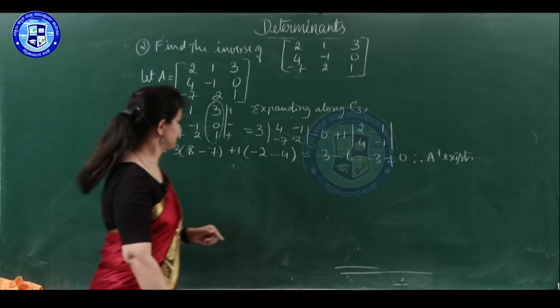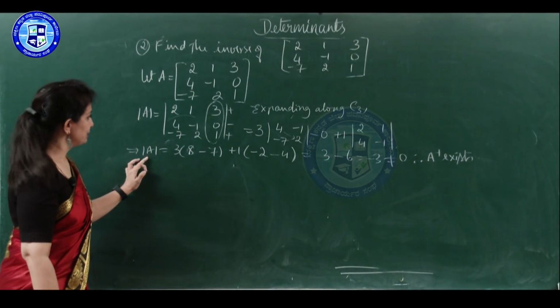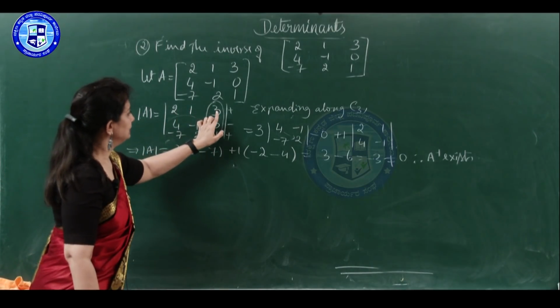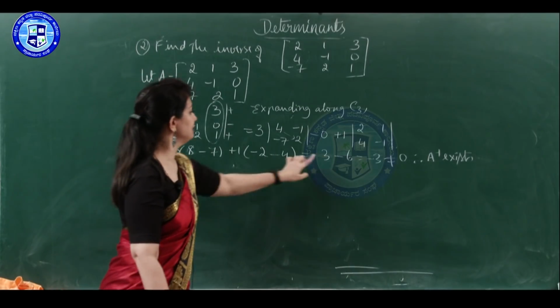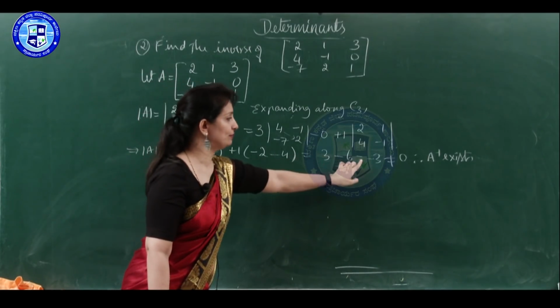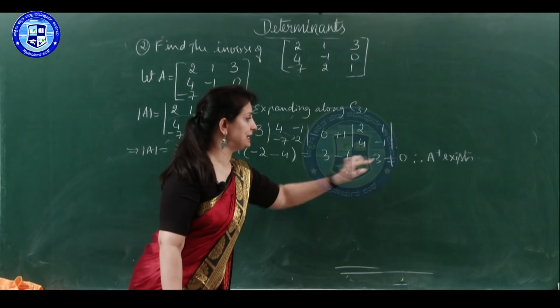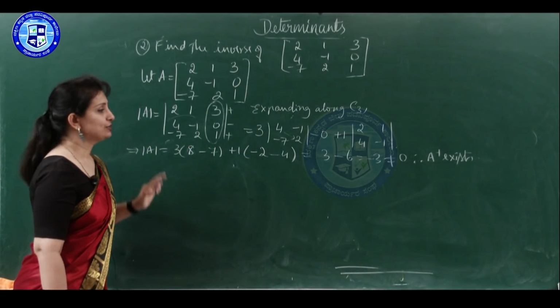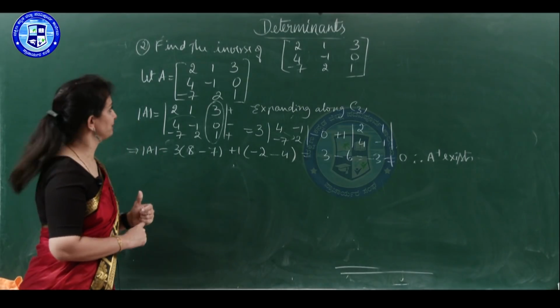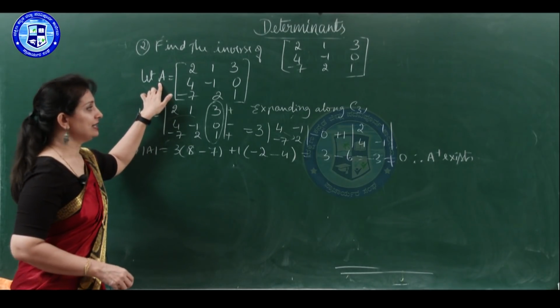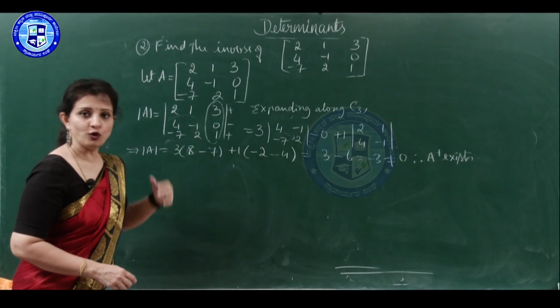A inverse exists. So what do we have? Determinant A is 3 into 8 minus 7, that is 1, 3 minus 2 minus 4 minus 6. So it is minus 3, which is not equal to 0. So A inverse exists. Our next work is to find the adjoint A. Adjoint A is the transpose of cofactor matrix.